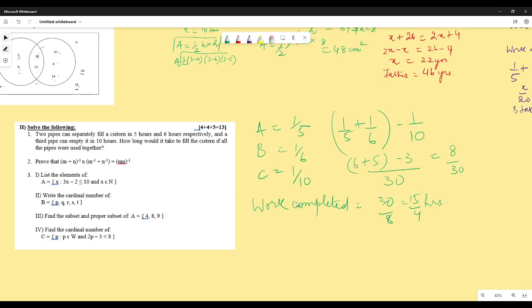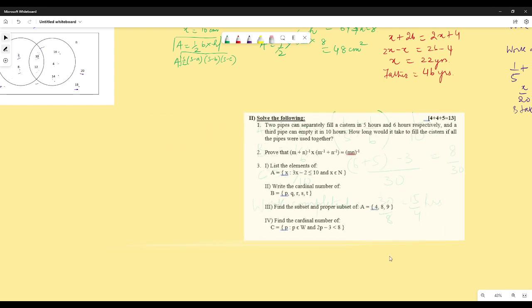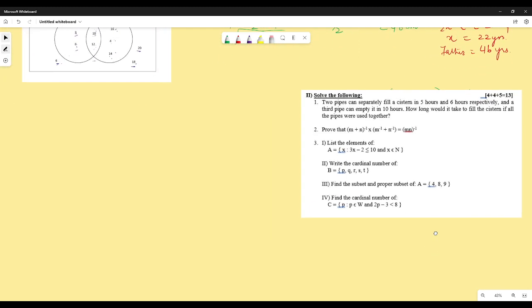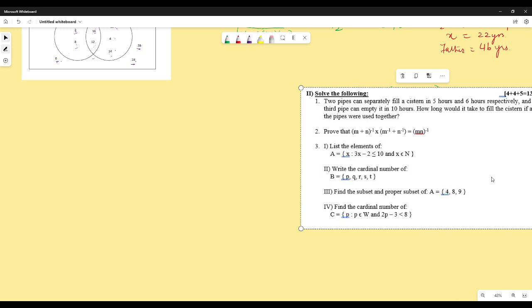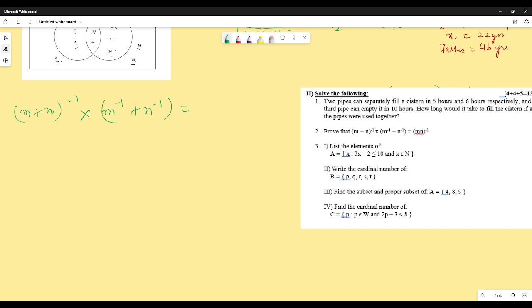Now, this one is the simplest of the lot, but I found that a lot of you were confused with that. Let me just solve it over here, if I may. Prove that (m plus n) to the power of minus 1 into (m to the power of minus 1 plus n to the power of minus 1) equals (mn) to the power of minus 1. Actually, you got confused with the powers and that is why you got it incorrect.